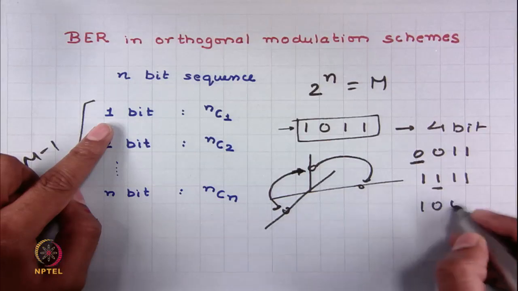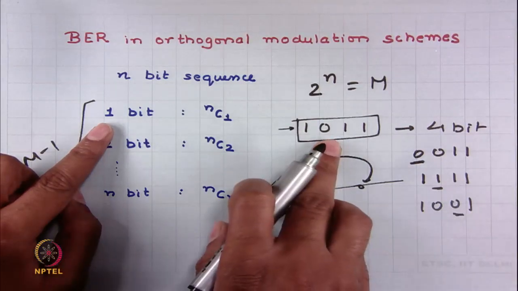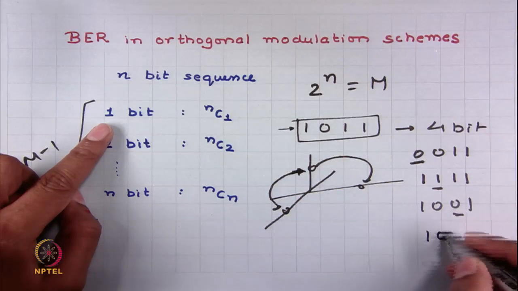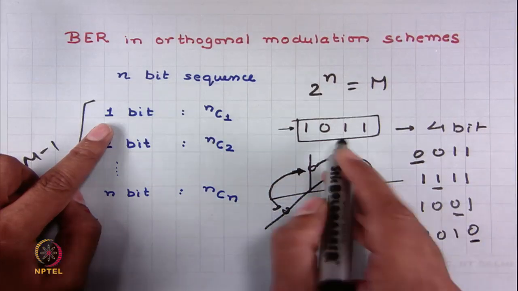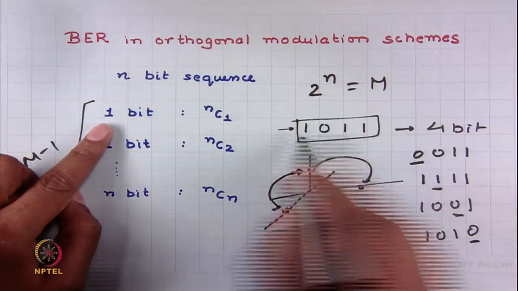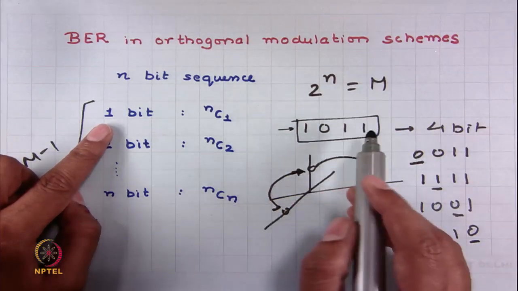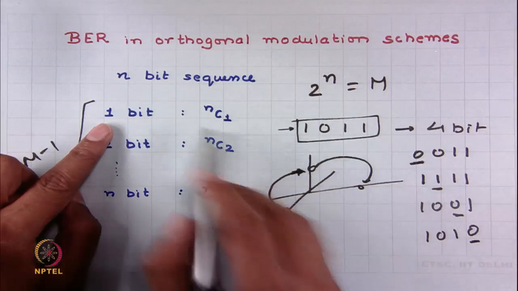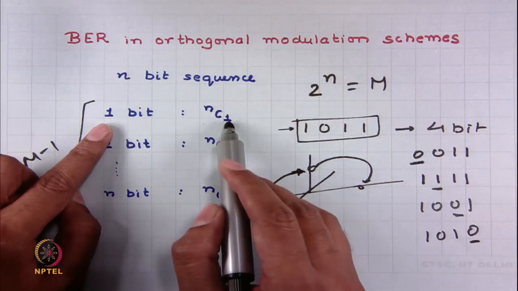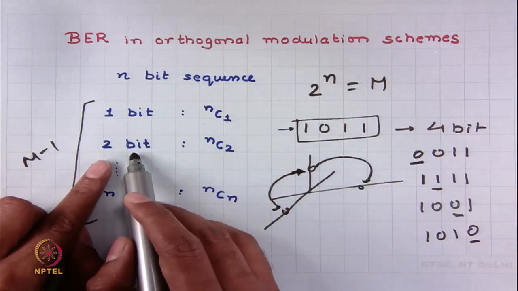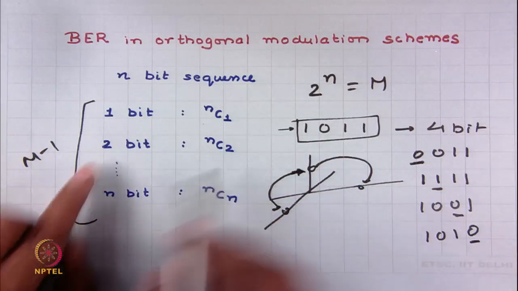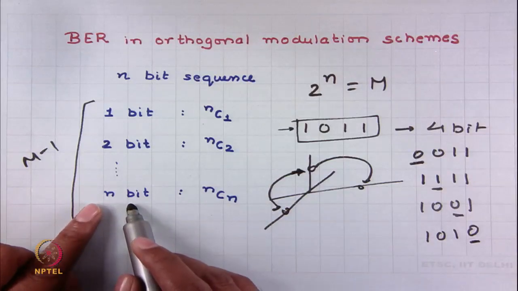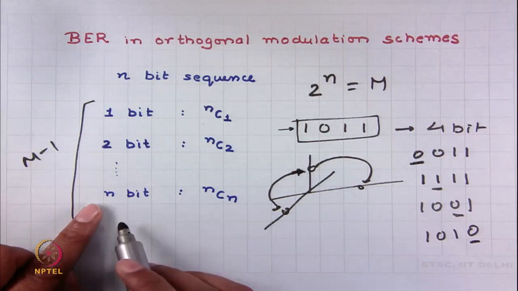You can have this. So, this symbol differs by this symbol in this bit. You can have this. So, this differs by this in this bit. So, if I have a 4 bit sequence, you have 4 symbols which are different from this symbol in 1 bit, and that is NC1. Similarly, you can ask the question how many symbols differ by the considered symbol in 2 bits, NC2. Similarly, you can ask the question how many symbols differ by n bits compared to the considered sequence, NCN.